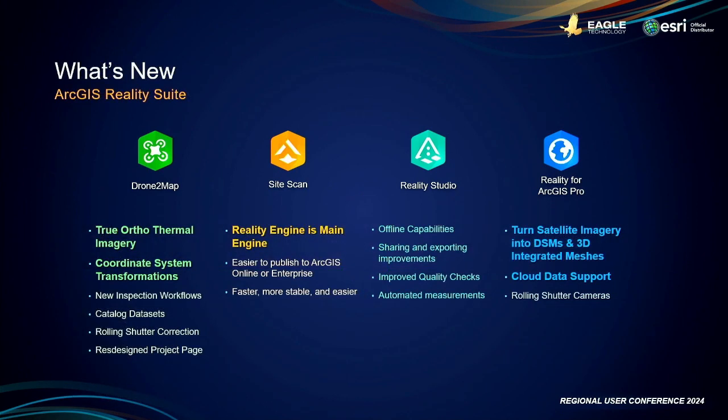And so unfortunately, we don't have the time to detail every single update in each one of these applications. This is a very nice summary slide, but the point that we want to get across is that all 4 of these applications are being updated constantly to try to give you the best and most efficient version of those 4 products. They all are using now the same engine, which is the reality engine. So that engine is continually improving to make the most high accuracy and realistic products that we possibly can. I would like to note that one really exciting thing that has come out is that now we can turn satellite imagery into digital surface models as well as 3D integrated meshes.